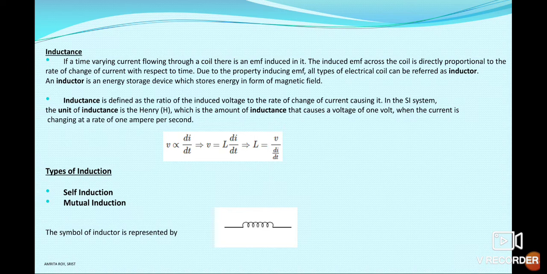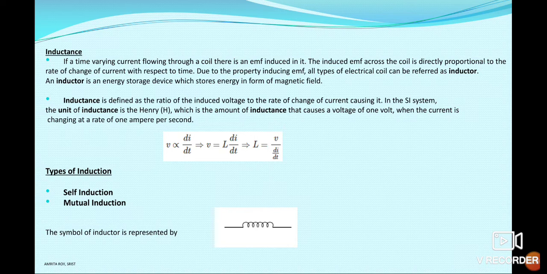Now what are the types of induction? There are two types of induction, self and mutual induction. What is self induction? When time varying current flows in a coil, the time varying flux is produced, and this varying flux will link with that coil itself, and as a result there will be EMF induced in the coil itself. This type of induction is known as self induction.